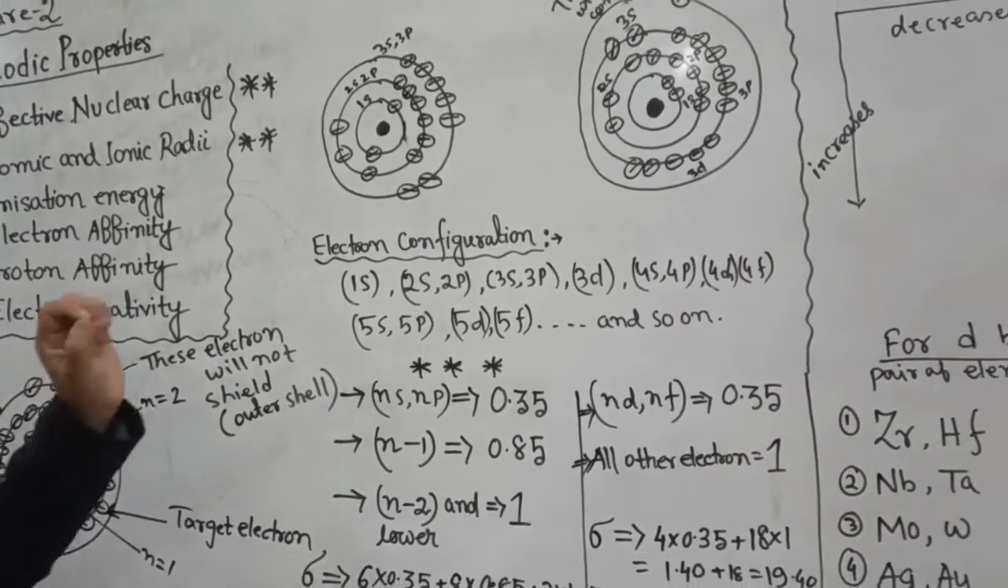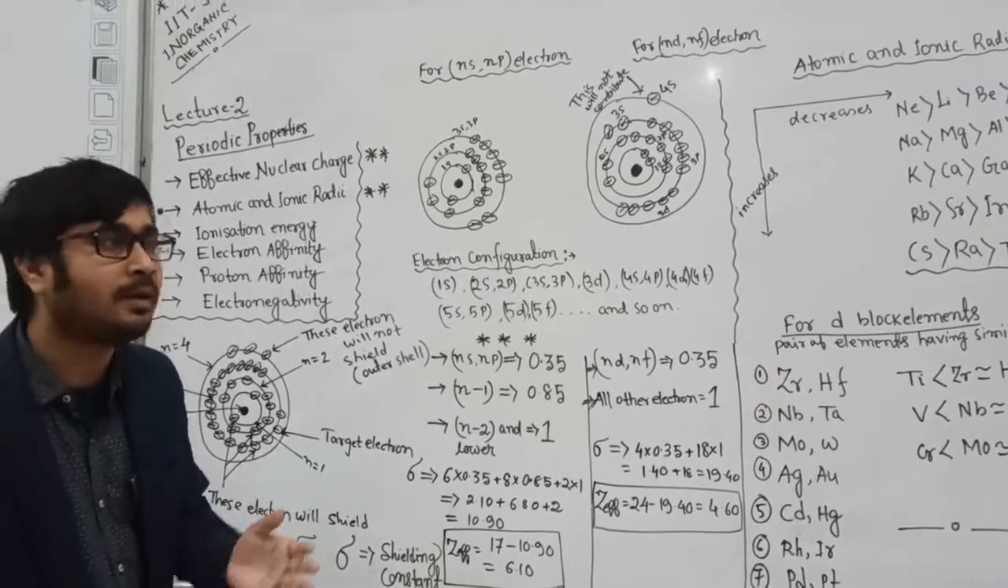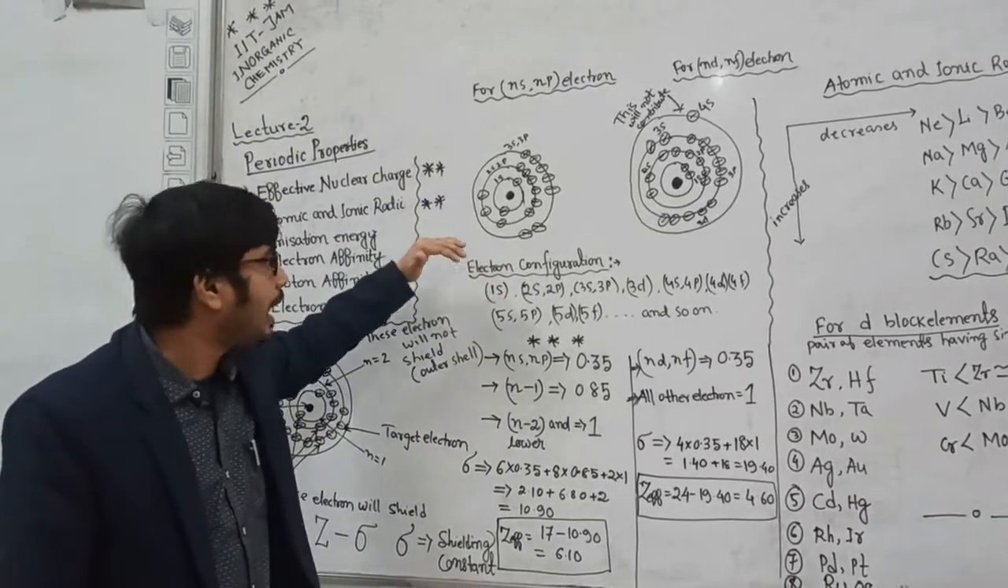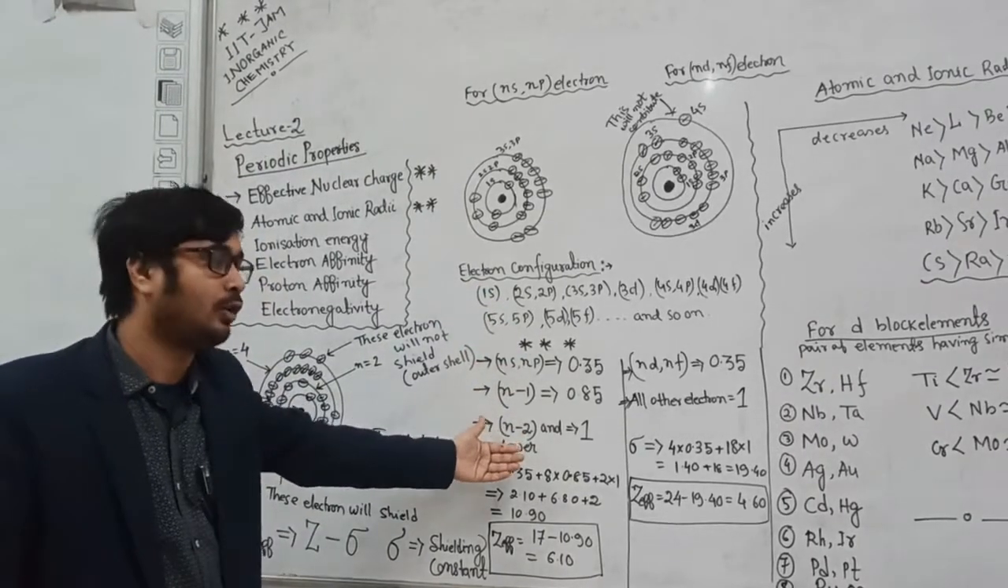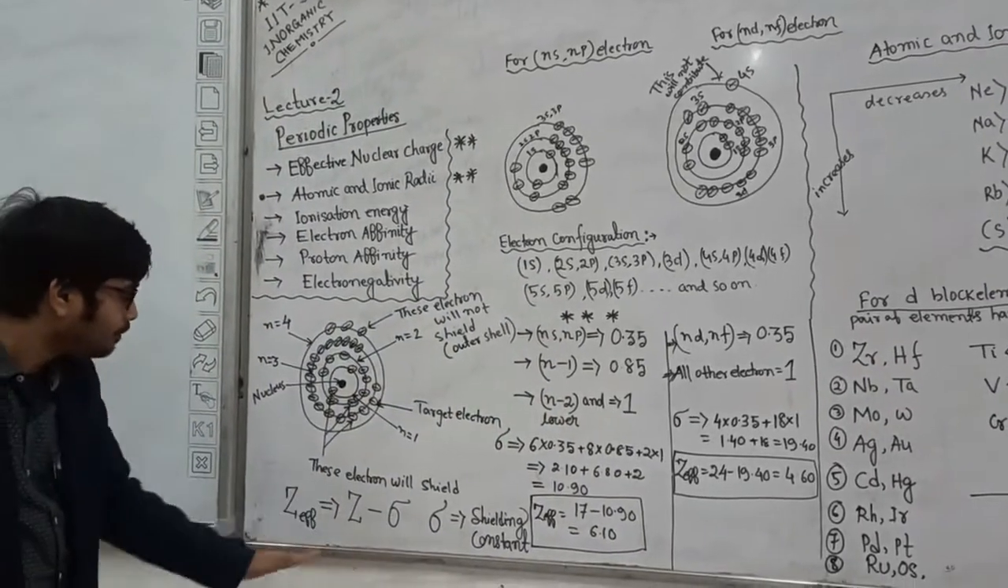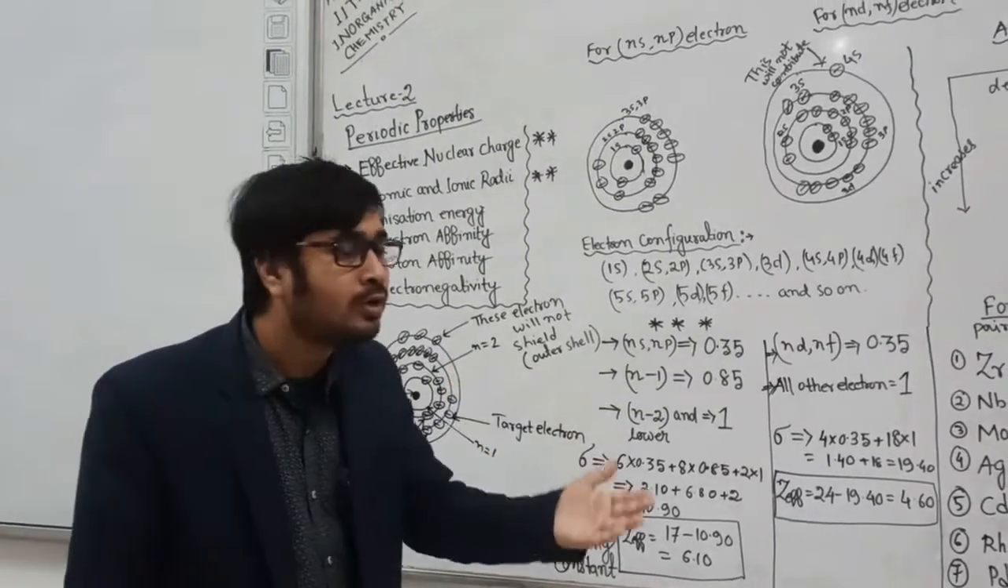Please remember, because sometimes you may get confused and think you need to write according to the above principle, but to apply Slater's rules, you have to write the electronic configuration in this way. Then only you will be able to apply Slater's rules and get the effective nuclear charge by applying this equation. So now what are the rules?